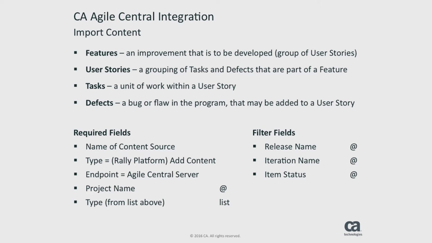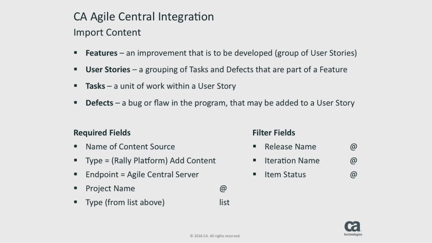Now, when we go in and start building these, or when they're built, you have some required fields. First off, you have to give it a name, just exactly what you're doing, and, of course, define the type, which is to add content from the Riley platform or Agile Central. We still have both names in there occasionally. And then, of course, connect the endpoint to the Agile Central server.